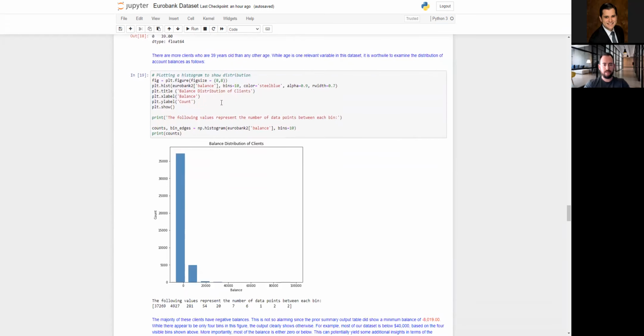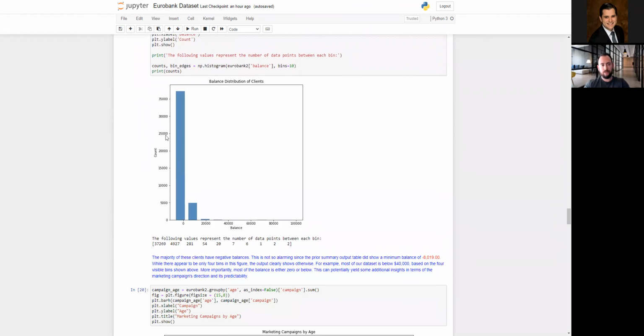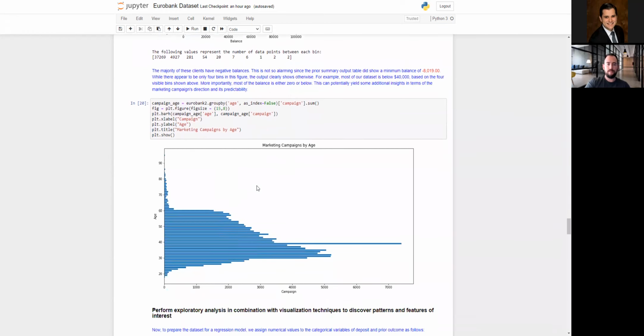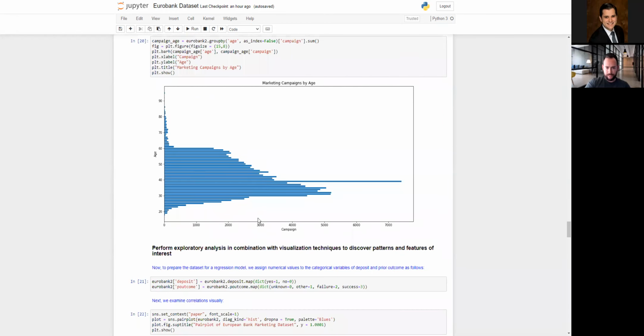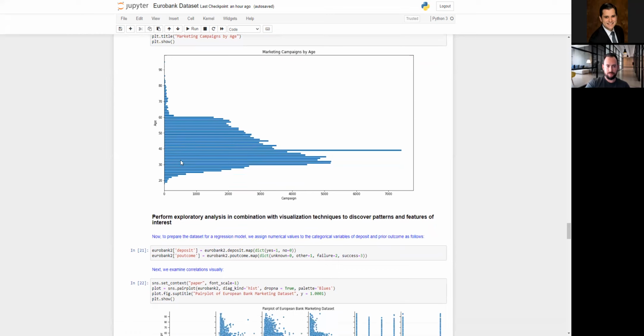And so now we can look at the balance distribution of clients. And again, we're noticing a lot of balances here that are lower than zero. So there are a lot of negative balances overall. But again, this is a very large data set. Moving on, we can look at age by campaign, this horizontal bar plot. And again, it's no surprise that those that are age 40 have the highest outreach.